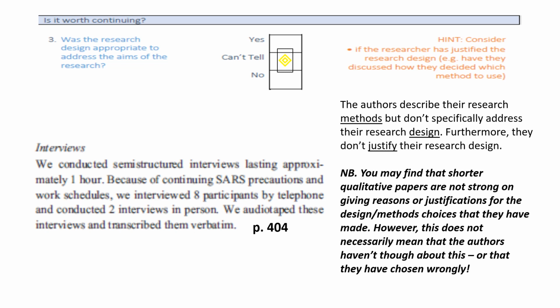We have a brief description here. The paper itself is very brief, a brief communication. So the authors describe what they're doing, but they don't specifically say why they chose the method that they used. And you will find that this is quite common in shorter qualitative papers. It doesn't necessarily mean that the authors haven't thought about their choice of design, but just that they haven't told us about their thinking. And so that's why in this case we rate this as a can't tell.